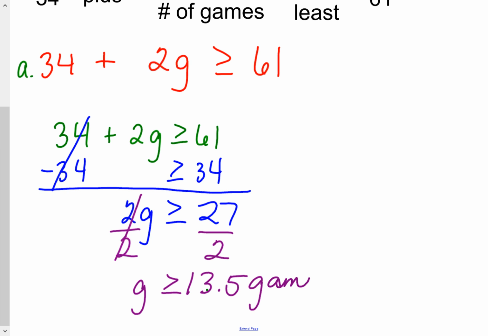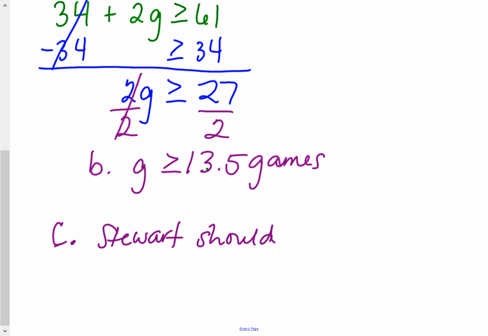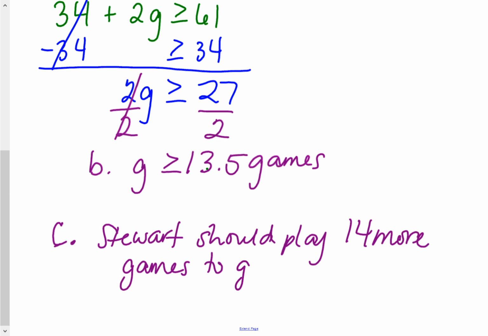So 13.5 games, and it's kind of weird because you can't say, oh, after 13 and a half games, you quit. But when they ask us to interpret the solution, we have to say, okay, what did we get and what does it mean? Well, Stuart should play 14 more games to get 61 strikes. The reason I'm going to say 14 more is because at 13, it's not enough. And at 13 and a half, you can't stop midway through a game. You have to complete the 14.